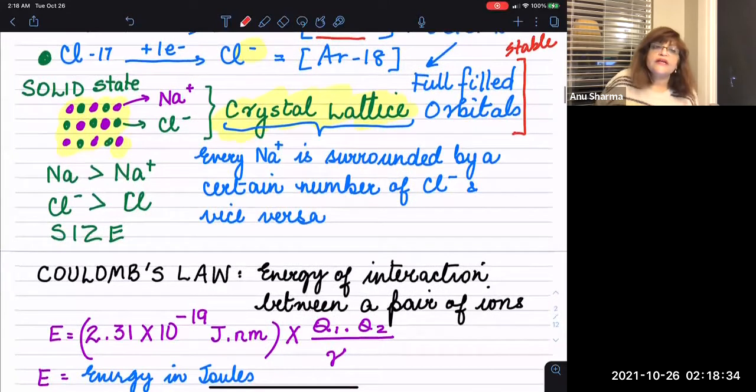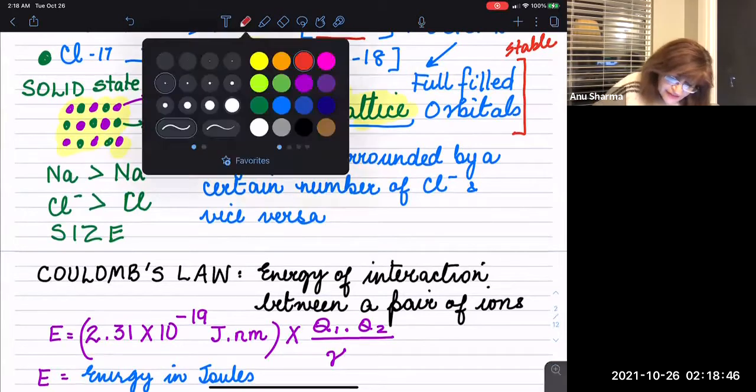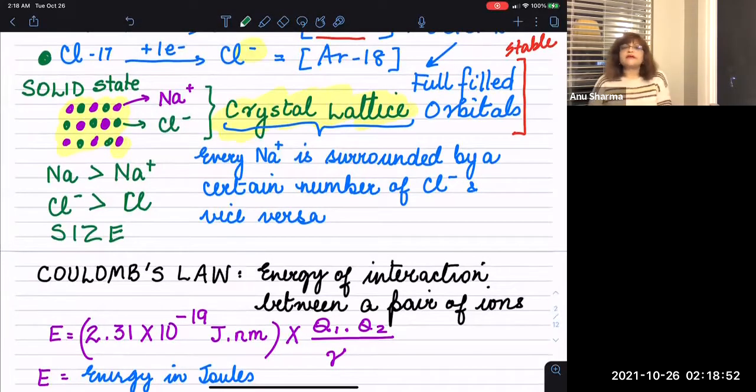Now look at chlorine. Chlorine has 17 electrons. It adds 1 more electron, so it becomes a chloride. So it had 17, 1 more, 18. Now keep a few things in mind: sodium, when it loses that 1 electron, becomes sodium plus 1 charge. So the size decreases. The size of a cation is smaller than the size of a neutral atom.